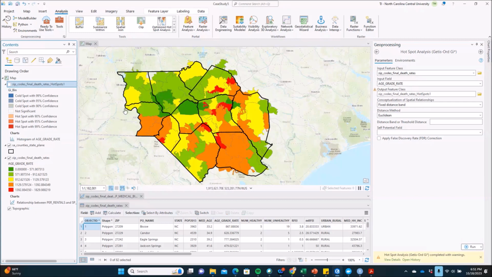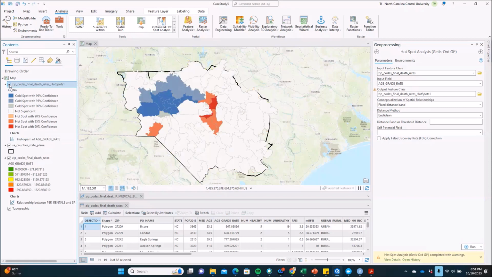You notice here, this area right over here, it gets a little tricky just because it's bordered by South Carolina where we don't have rates. And so how we define neighbor and all that other good stuff.